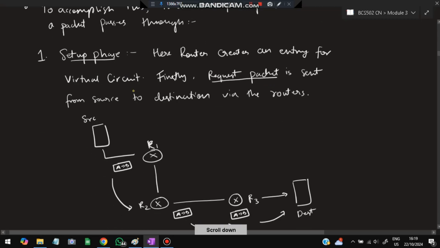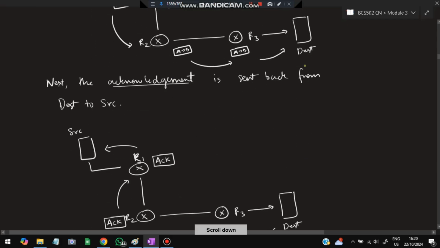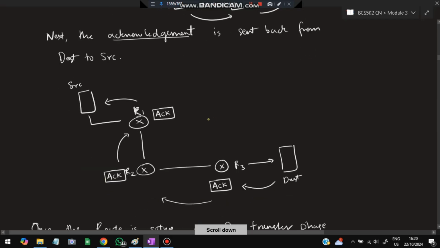First is the setup phase. Setup phase means we will be setting up which path needs to be traveled. For that, we will be sending a sample packet from A to B, to know that the path exists and there is no issue in the path. After the sample packet is received at B, it will send an acknowledgement to the sender that the packet was successfully received. That is the acknowledgement phase.